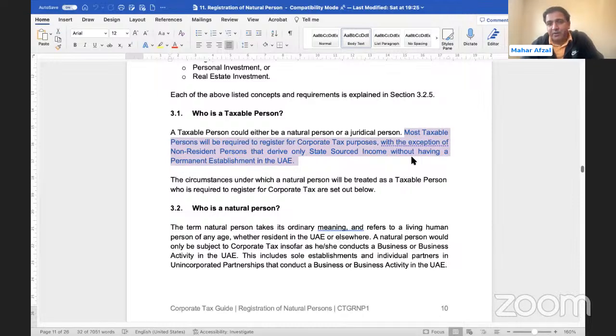If someone is getting dividend income or capital gain, it will be considered state source income not related to a PE, not related to a nexus in the UAE. So that person in this situation will not be liable to register.